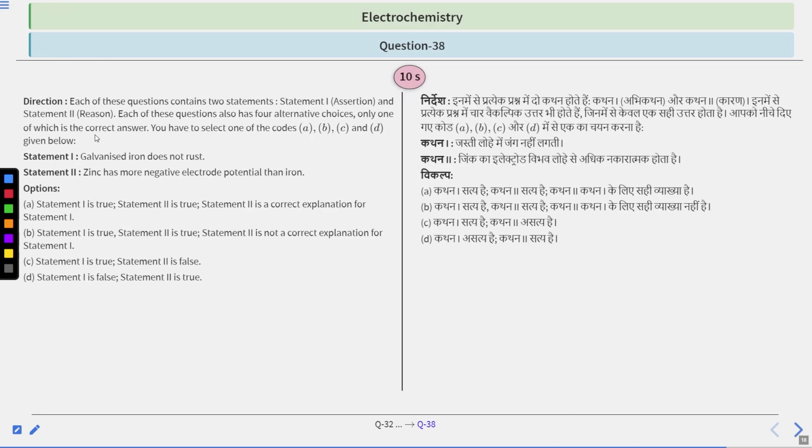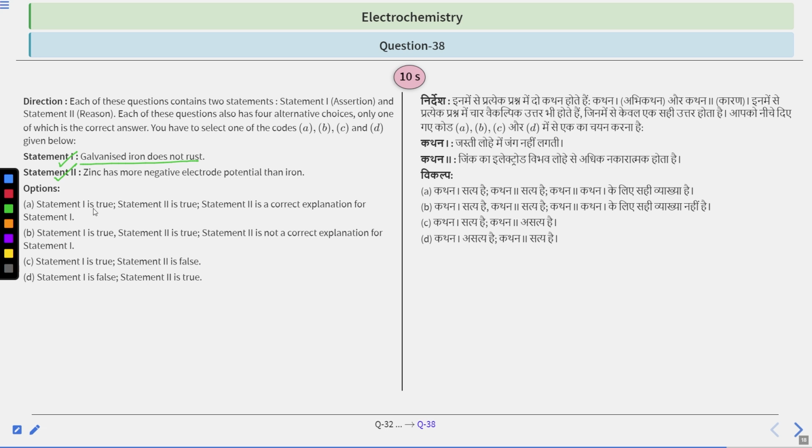Question number 38. Similarly, here also we have Statement 1 and 2, and we have to select the correct option by looking at Statement 1 and 2. Statement 1: galvanized iron does not rust. Statement 2: zinc has more negative electrode potential than iron.